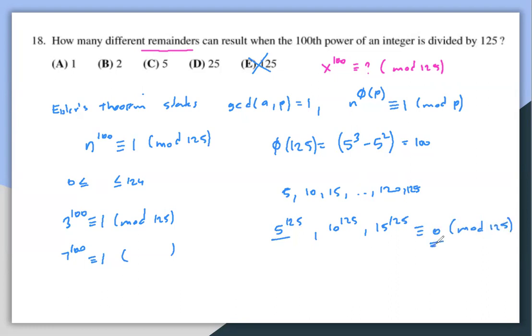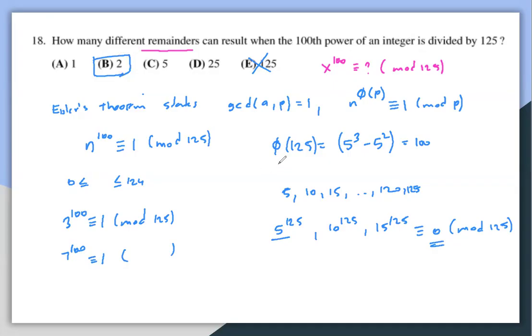So there is just one distinct remainder there, which is 0. The other 100 numbers will give us a remainder of 1, and 25 of these numbers will give us a remainder of 0. So we have only two different remainders. So that is the choice.